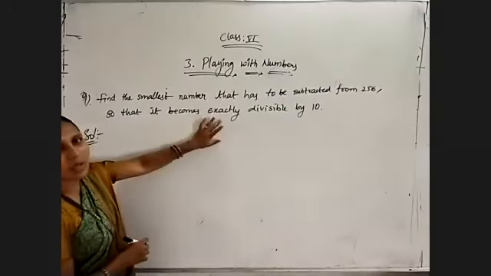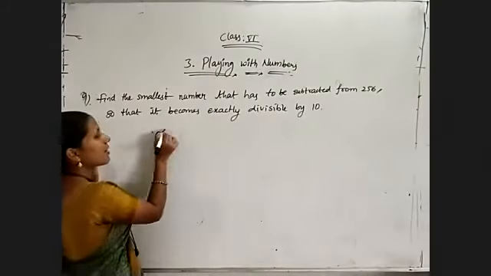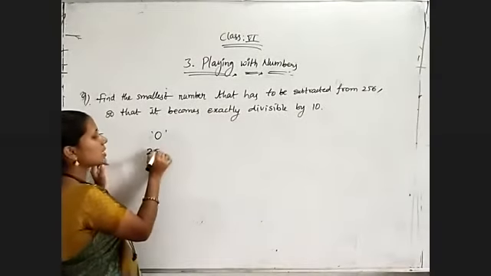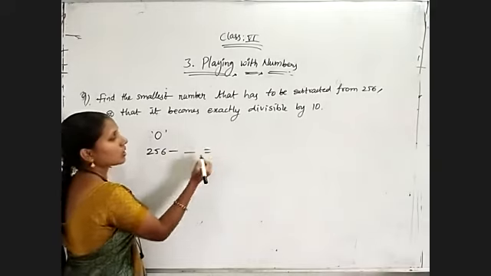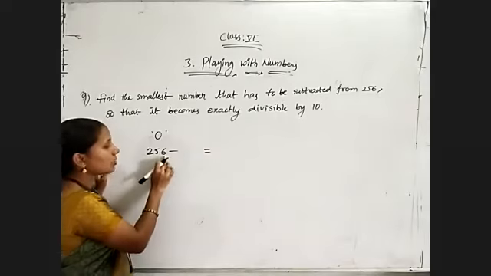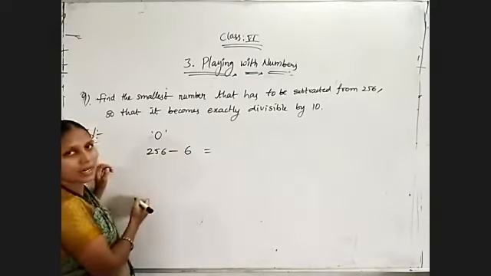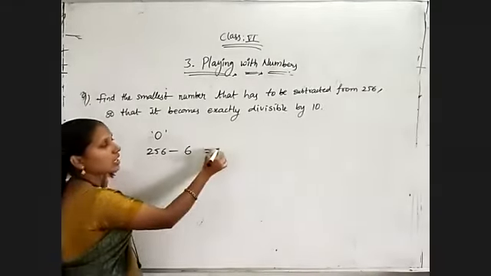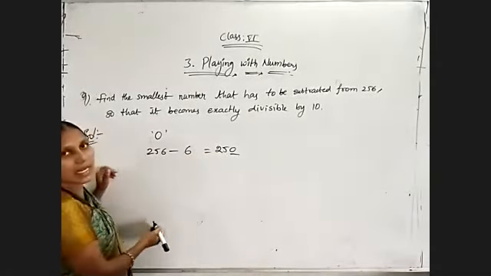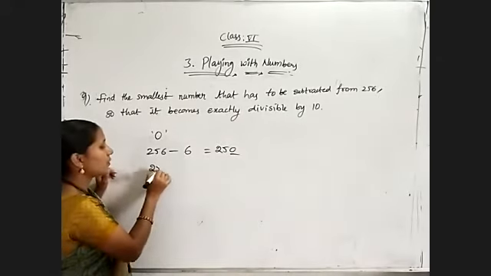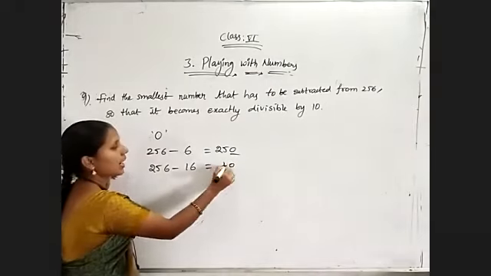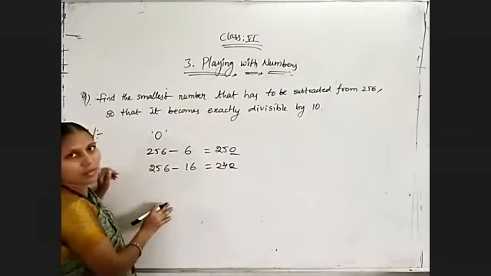So what is the divisibility rule of 10? If the number has 0 in its units place, then only it is divisible by 10. So 256 minus dash should be divisible by 10. To get the units place as 0, which number do we need to subtract? 6 only. 256 minus 6 is equal to 250, so it is divisible by 10. And 256 minus 16: 6 minus 6 is 0, and 240 is also divisible by 10.